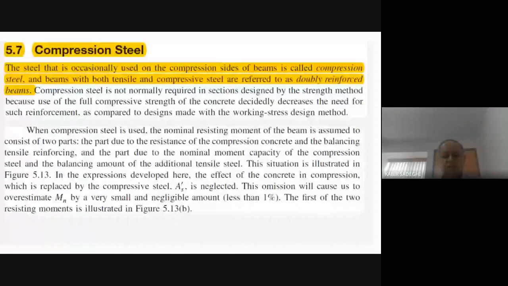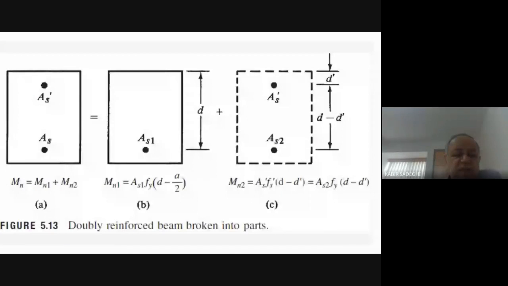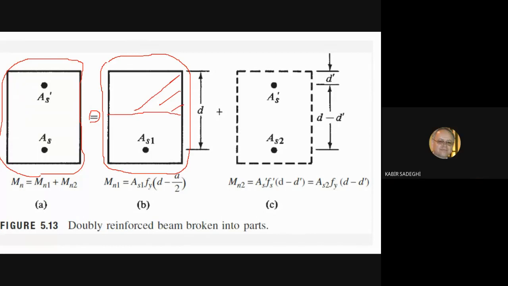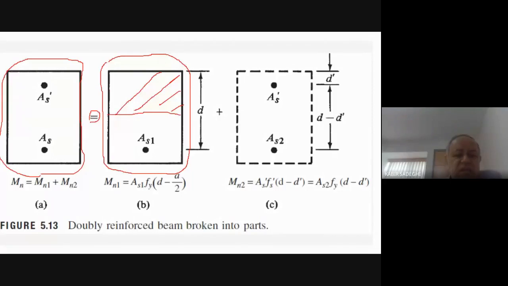Let's go and see how we design such beams. For the design of such beam, we divide the section that we have into, we say, one section where we have tension steel, and we have compression concrete of the beam.